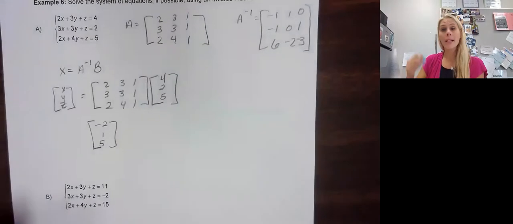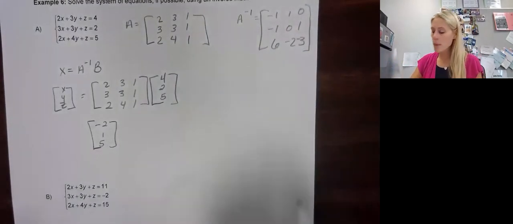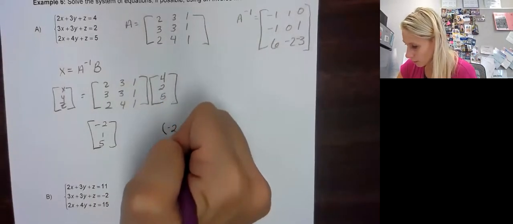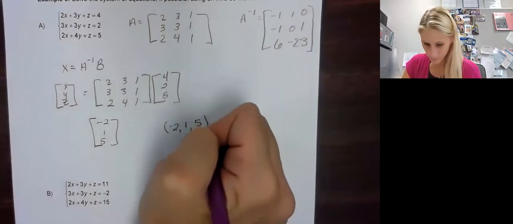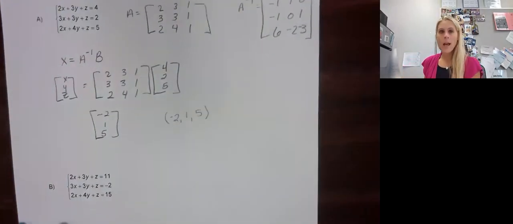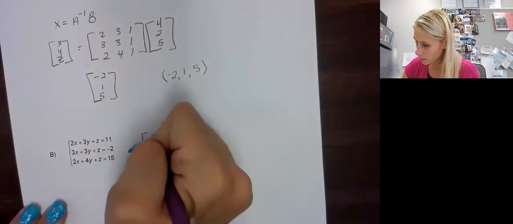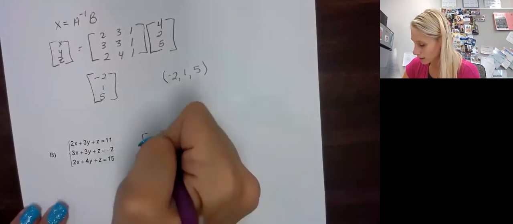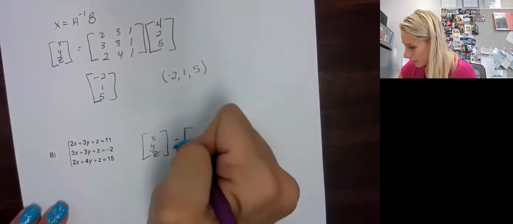Well, what does that mean? Sometimes, depending on the question, they want you to write it as a coordinate pair. So the solution to this is -2, 1, 5. And then we can do the same thing down below. We know that we have our variable matrix equals our inverse matrix.